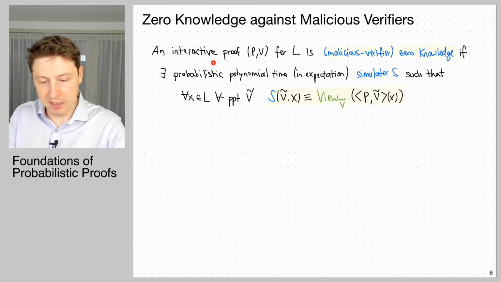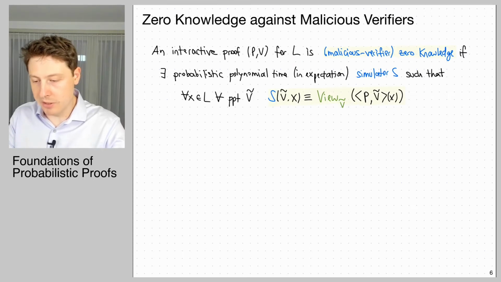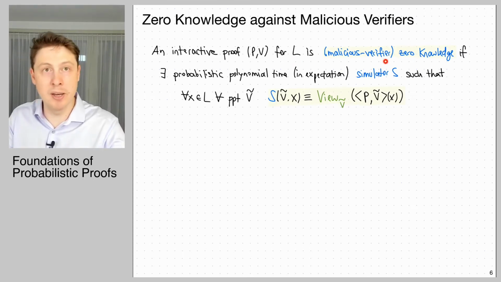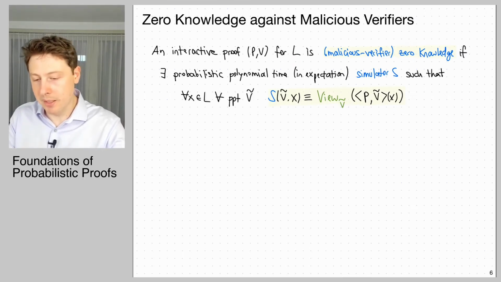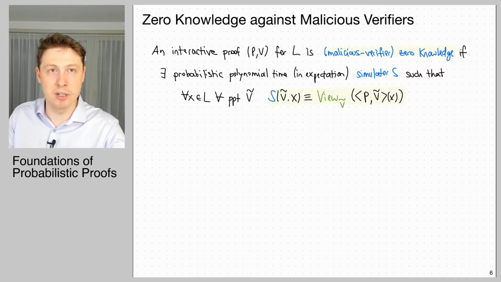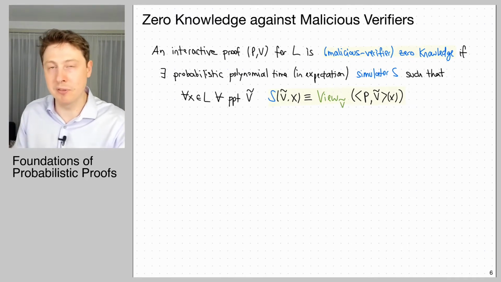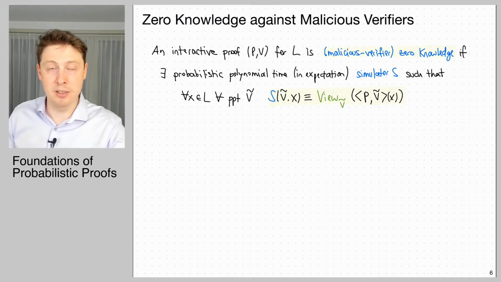Well, now we say an interactive proof for a language is malicious verifier zero knowledge. Here I put malicious verifier in parentheses because typically it is left implicit. You make it explicit only when you're saying honest verifier, but when you don't talk about it, it usually means that you're already talking about malicious verifier. Through this lecture, I will always make it explicit, but just be mindful that in the literature, when you don't see it, it is malicious verifier.